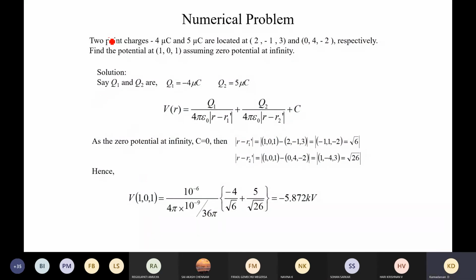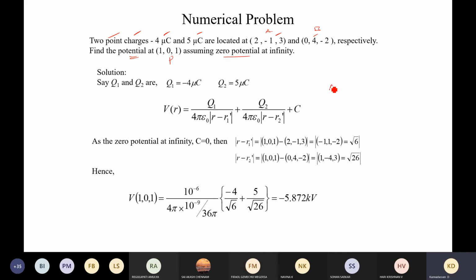Assume there are 2 point charges, minus 4 microcoulomb and 5 microcoulomb, located at these 2 points. We can call these 2 points A and B. Now we have to calculate the potential V at this particular point P, assuming the zero potential is at infinity. We are actually going to bring a test charge from an infinite point to this point P, while these 2 charges are present at these 2 locations.